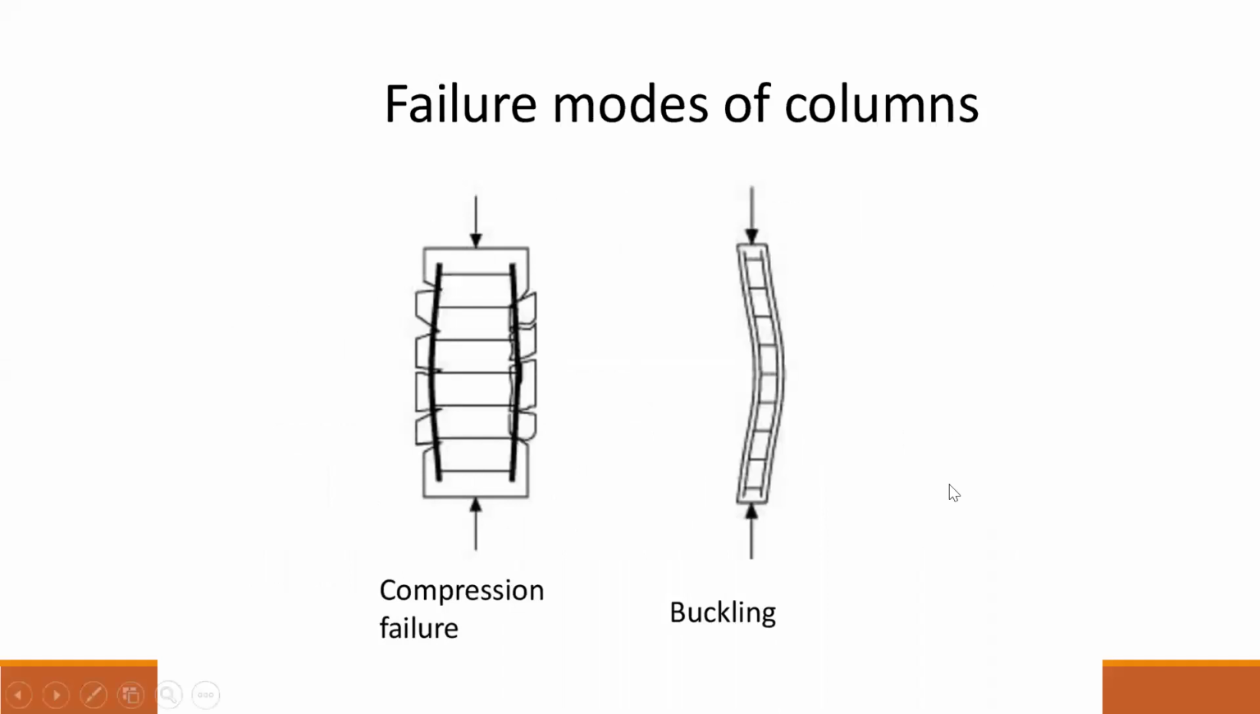These are the failure modes of the columns: the compression failures and the buckling failures. The compression failures basically happen in the short columns. By the way, the buckling will take place in the slender or the long columns.